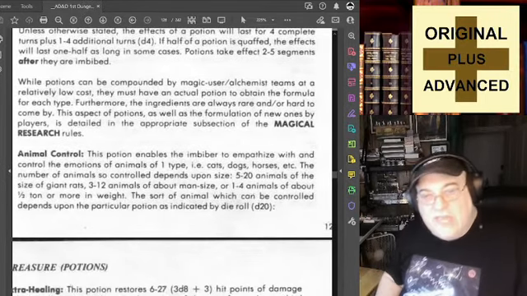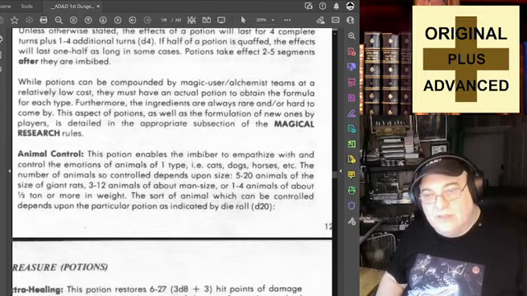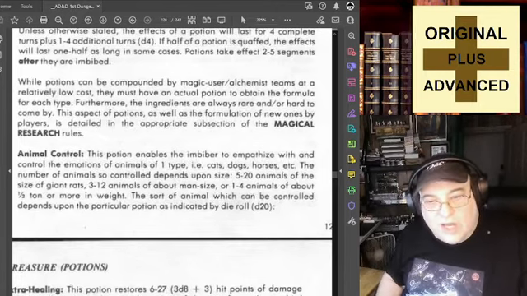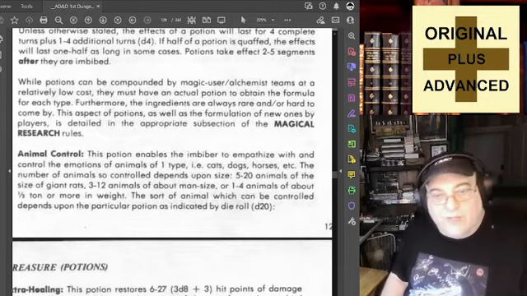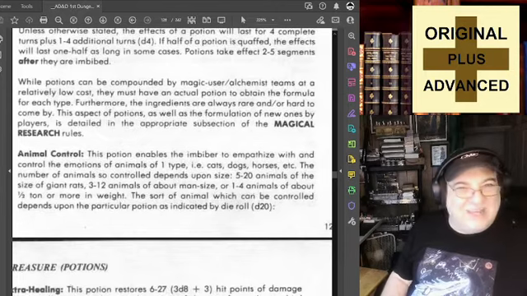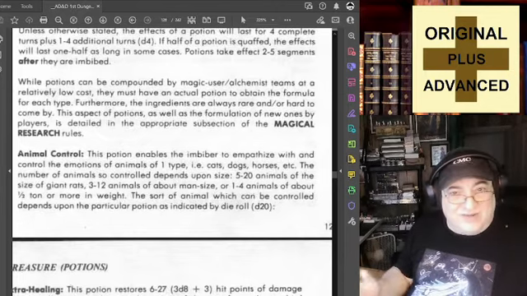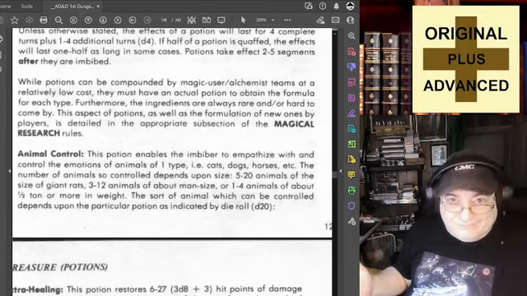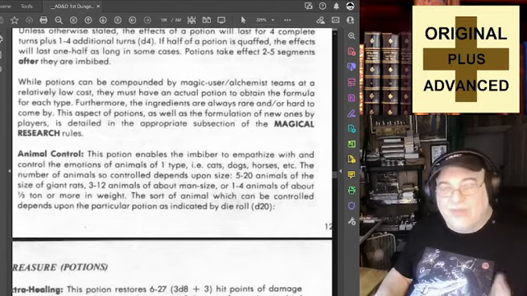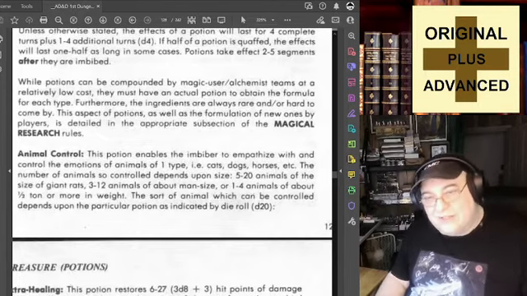While potions can be compounded by magic user alchemist teams at a relatively low cost, they must have an actual potion to obtain the formula for each type. This kind of goes against the idea that they don't necessarily look the same or smell the same or taste the same for potions of the same type if there's a formula. So that's another thing from above that I don't necessarily agree with.